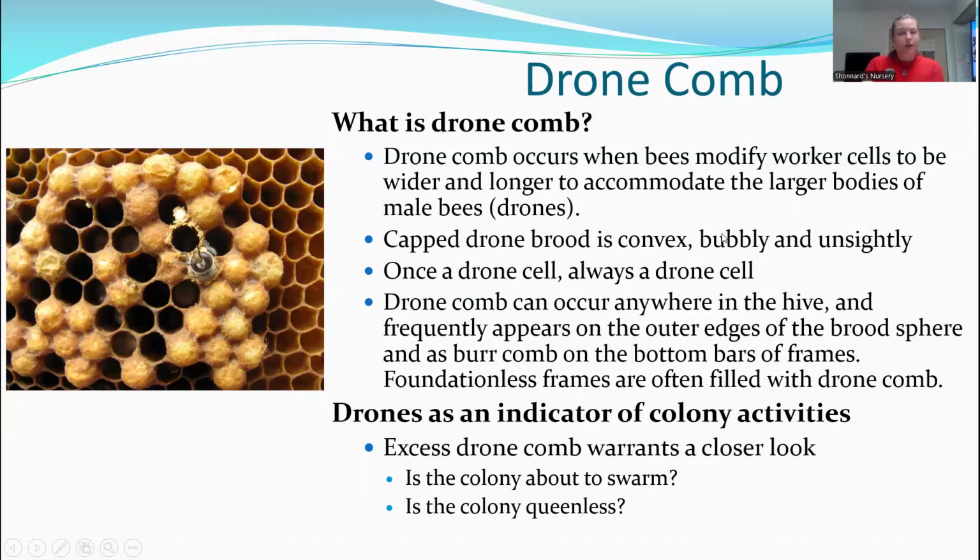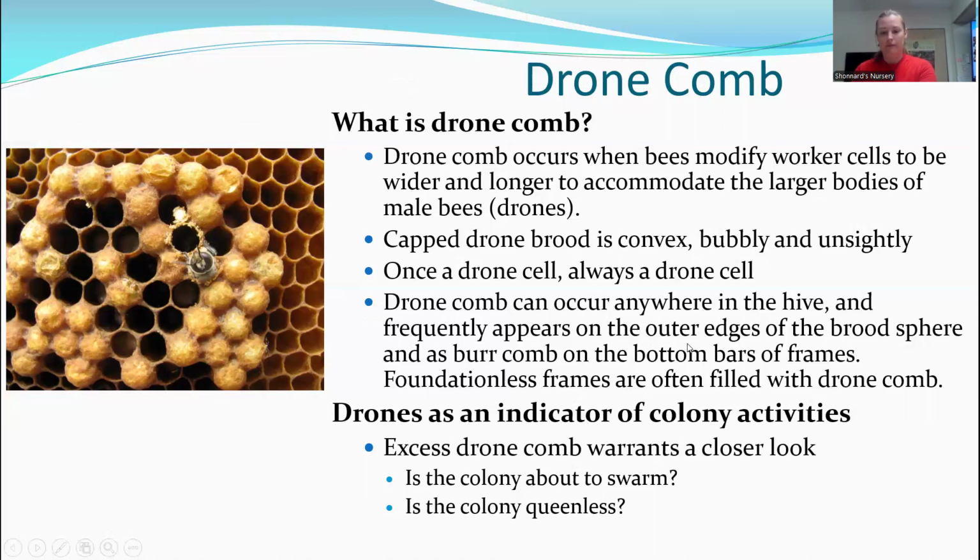Drone comb can occur anywhere in the hive, but it is most common in areas that are not super used. So you'll see them on the bottoms of your frames. You'll see them as burr comb at the tops of the frames. Anywhere where nice brood comb is not necessarily going to be. They pretty regularly, if you throw in a foundationless frame, they'll fill it out with all drone comb too. But on a foundationless frame, it's really easy to just cut that away, put that back.